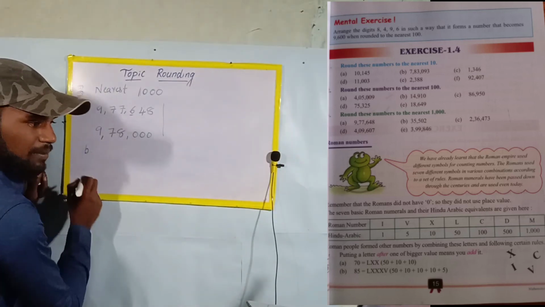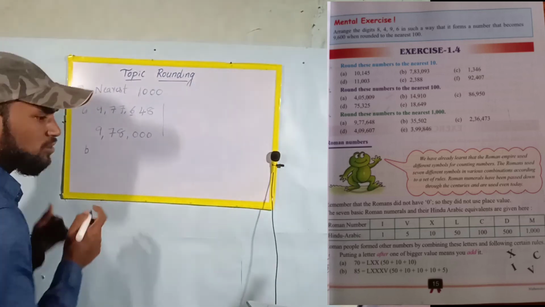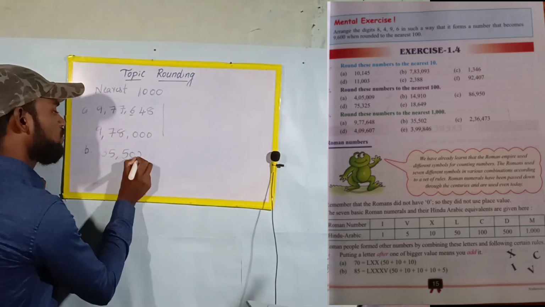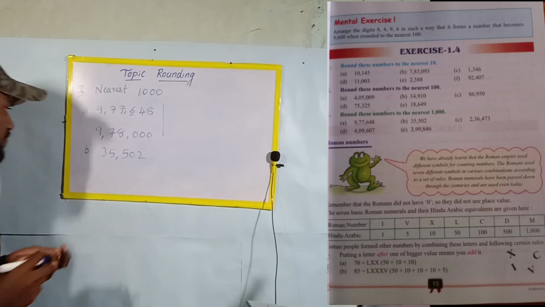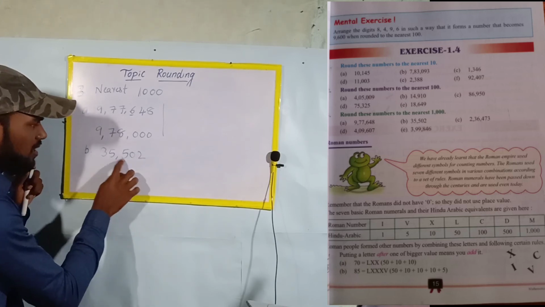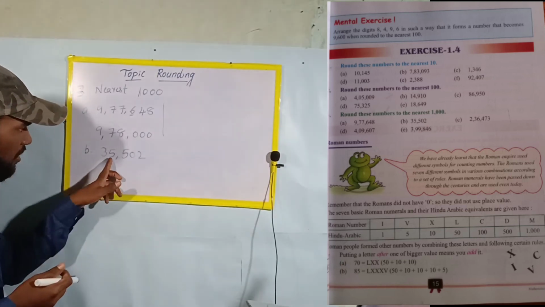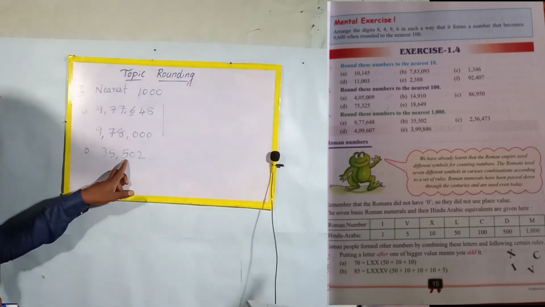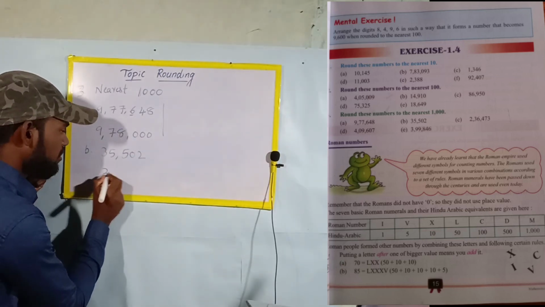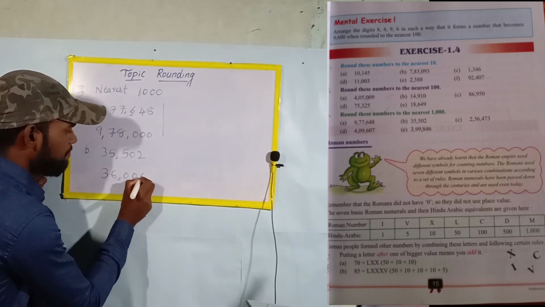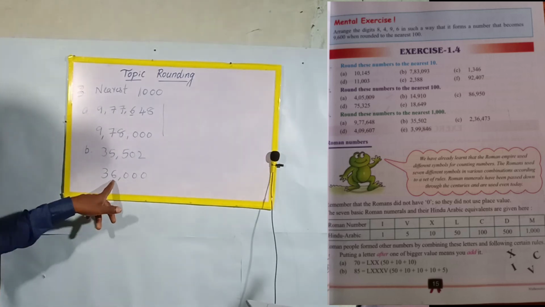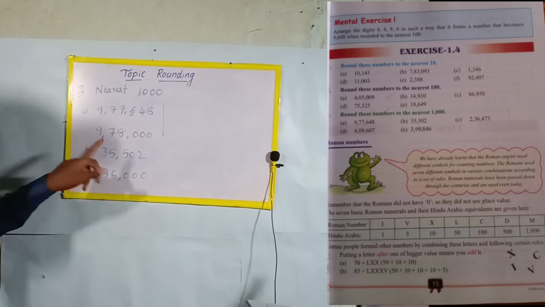B bit. See the B bit. 35,502. So this 35,502 is given. We have to round off to the nearest thousands now. Ones, tens, hundreds, thousands. So here after the 5 digit, which digit is there? 5. So we move down. That means 36,000. This is our answer. Okay. Now I am rounding to the nearest thousands, so I am focusing only on the thousands number.